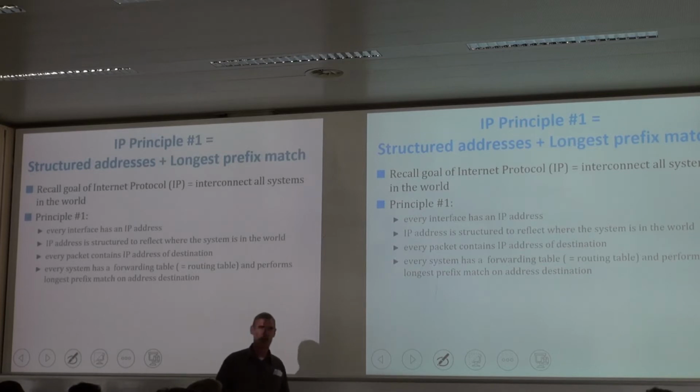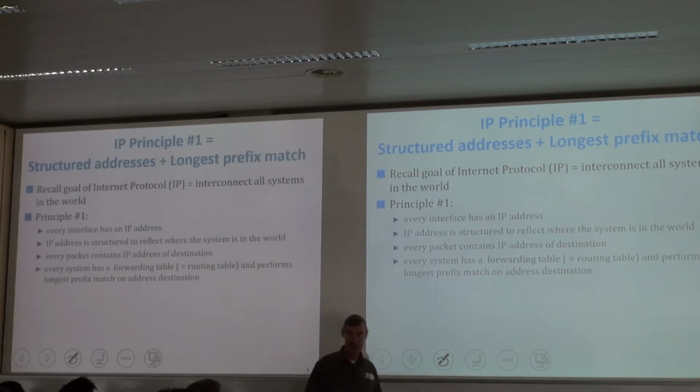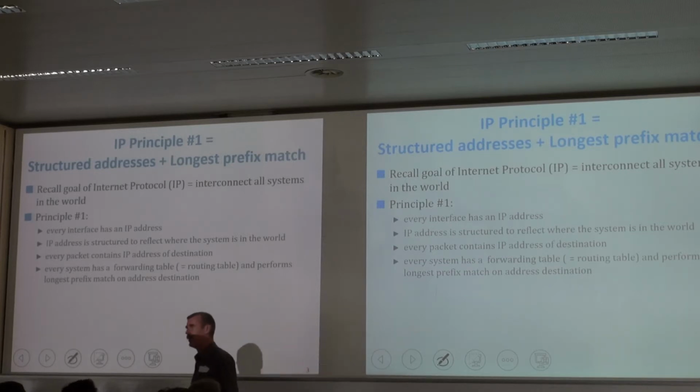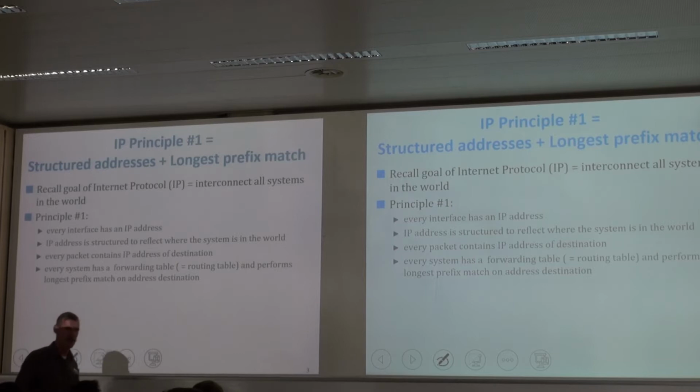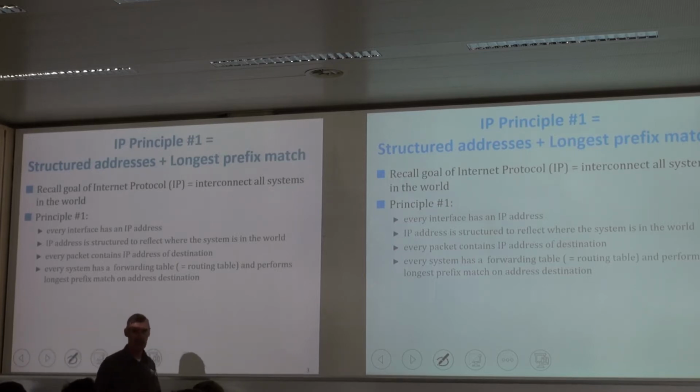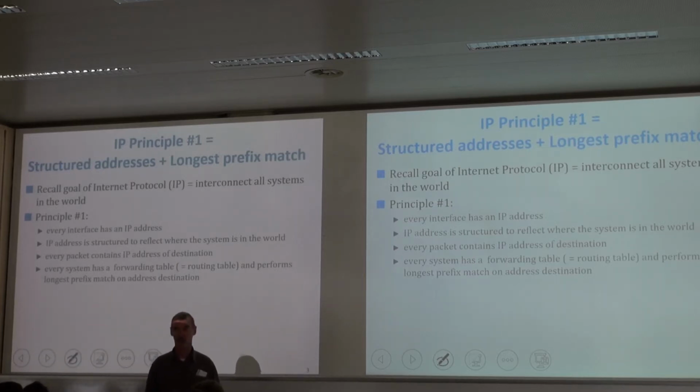IP is based on two very simple principles. The first one is explained here, and it has to do with the addresses. So it may seem like addresses are something not important. After all, any address can be used. But it's true in some networking solutions, but in the internet it is not.